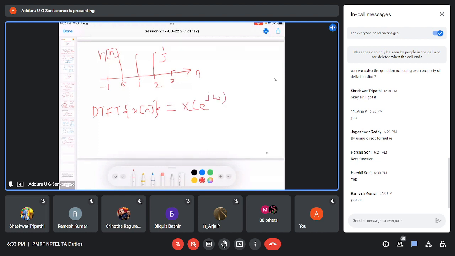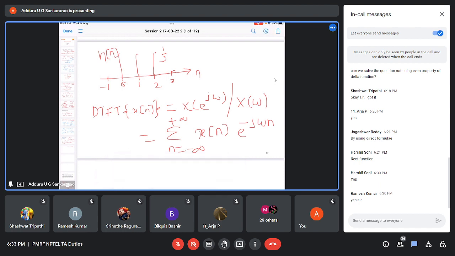A continuous time Fourier transform, we will say X of omega, and discrete time Fourier transform, we will say X of e power j omega. Some textbooks may represent this also as X of omega. So this is equal to sigma n equal to minus infinity to plus infinity x of n e power minus j omega n, and this is the discrete time Fourier transform. From the problem we need to find the Fourier transform, then equate it to 0.